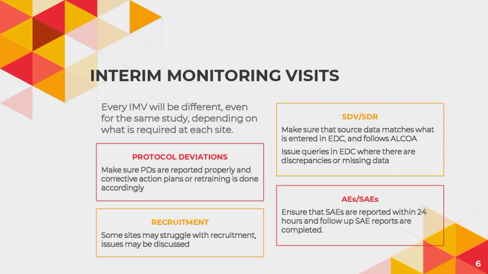I think so too. So every IMV will be different, right? Sometimes protocol deviations become important for that site. Sometimes recruitment. Sometimes the site's not doing SDR properly or entering data properly or answering queries. Sometimes sites have unreported SAEs or SAEs that require follow-ups or AEs. It could be a number of things. Sometimes training is lacking. There's really no way to know. There's no roadmap other than following your monitoring report and making sure that the emphasis is being placed where it needs to be. And oftentimes your project manager is going to be helping you with this as well.